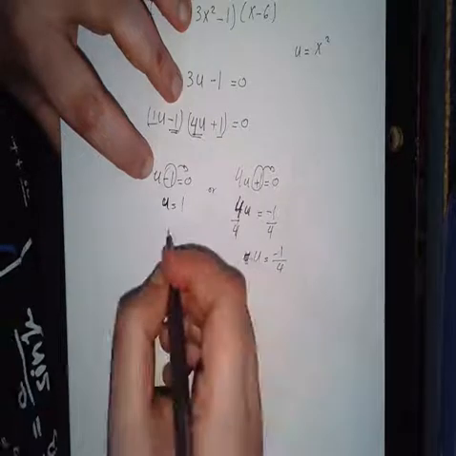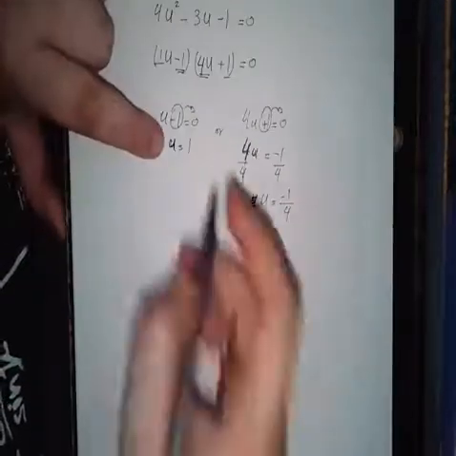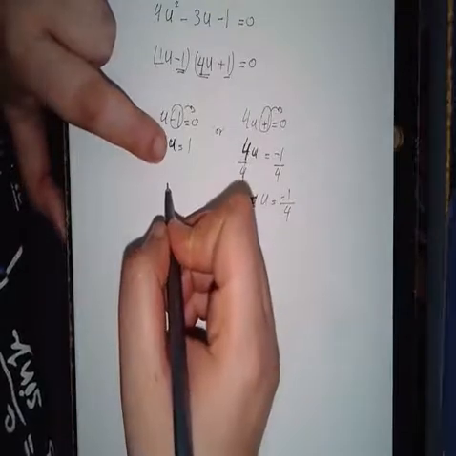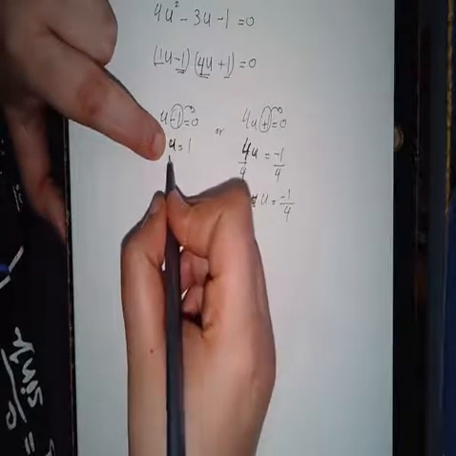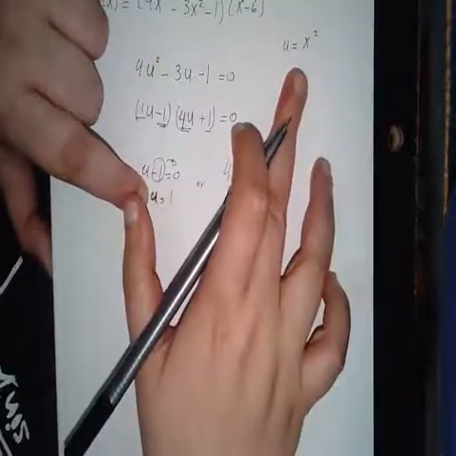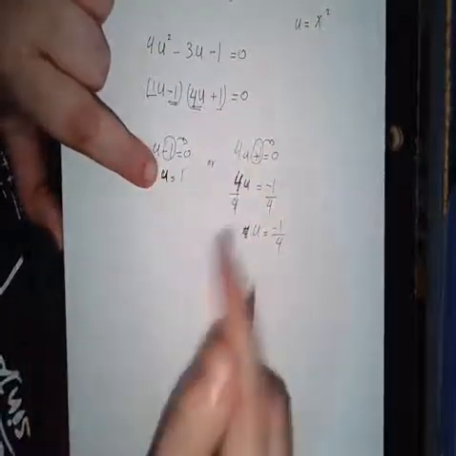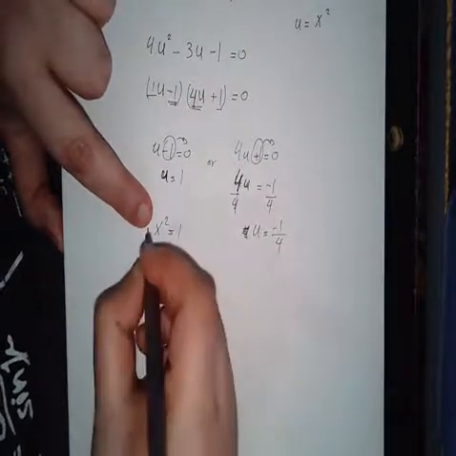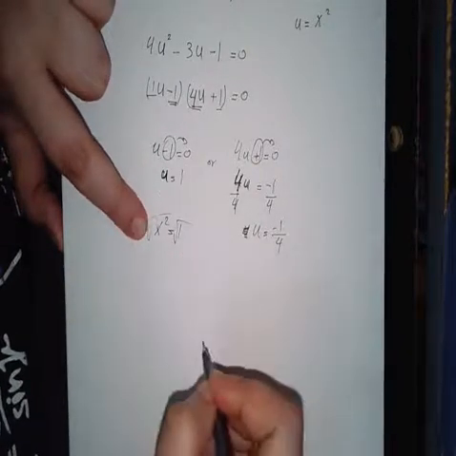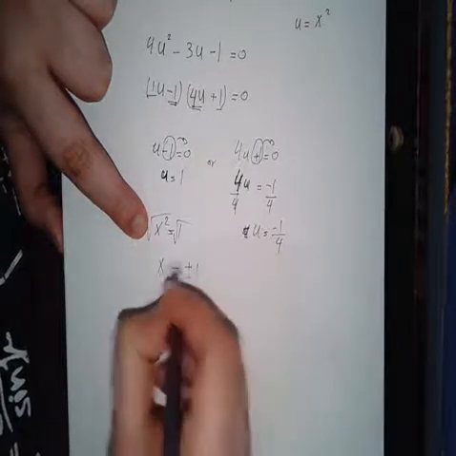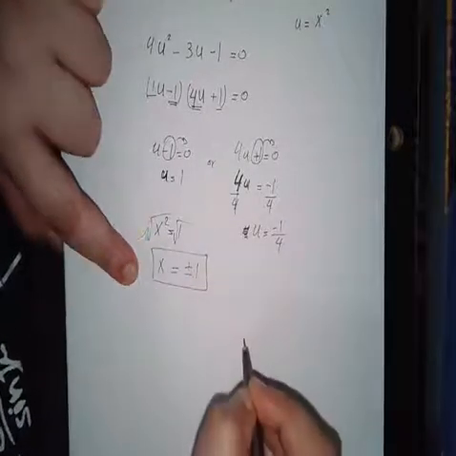Okay. Now on this side, since the answer is in terms of u and I need it to be in terms of x, that means I need to plug in the x back. And I said that u equals what? x squared, right? And since I'm saying u equals 1, that means x squared itself equals 1. So if you take the root like this, then you end up with x equals positive and negative 1. So those are two answers.